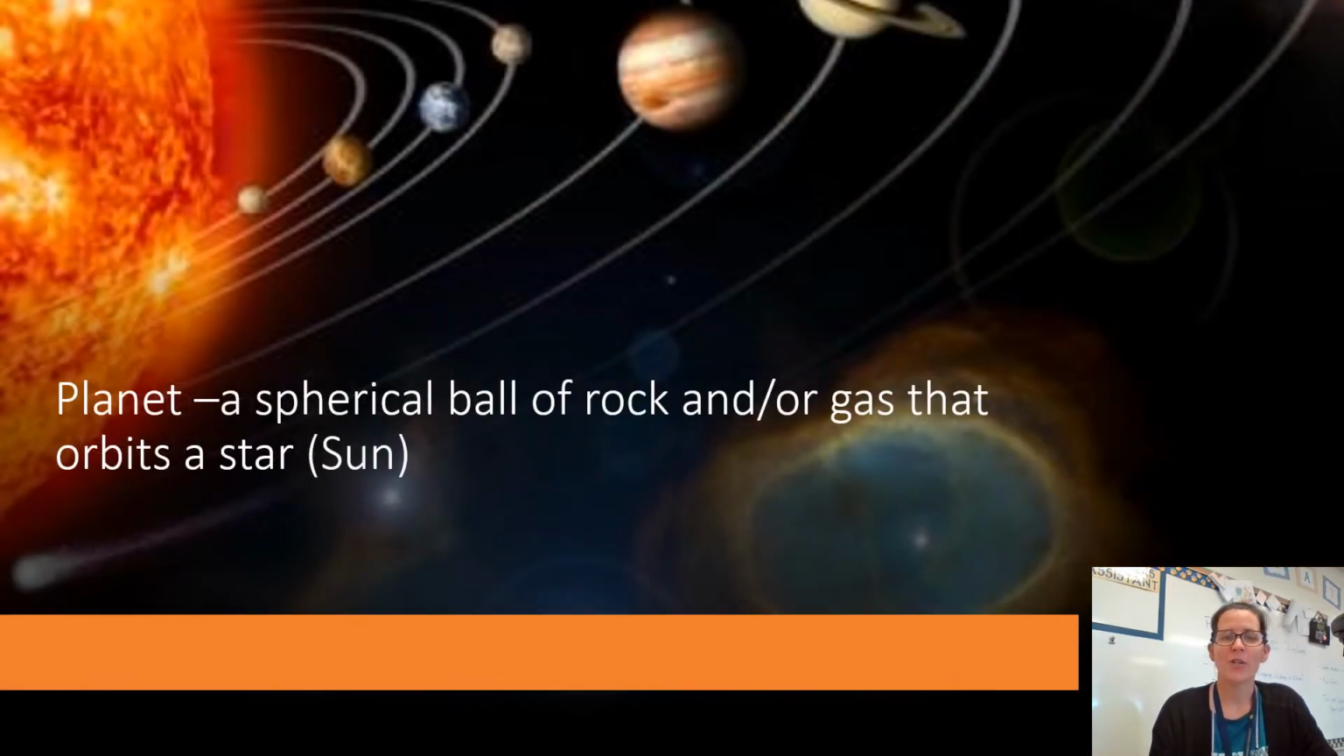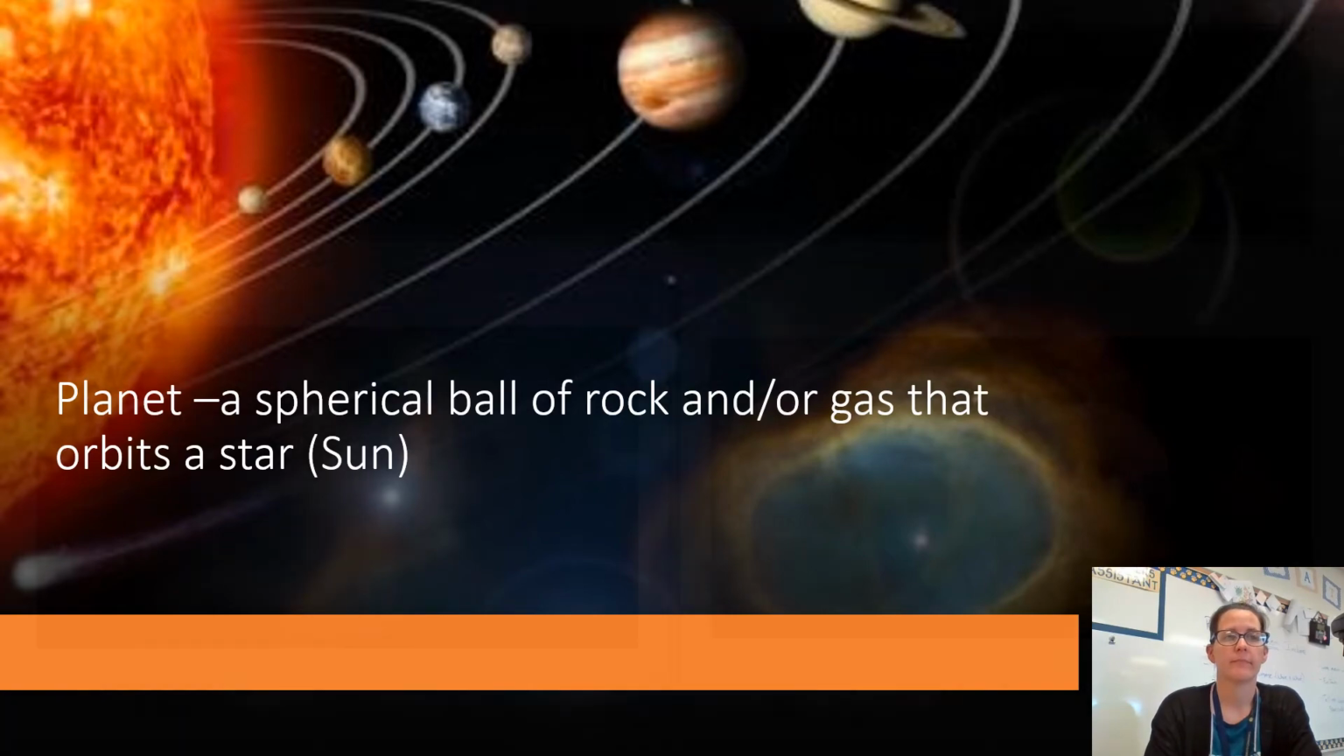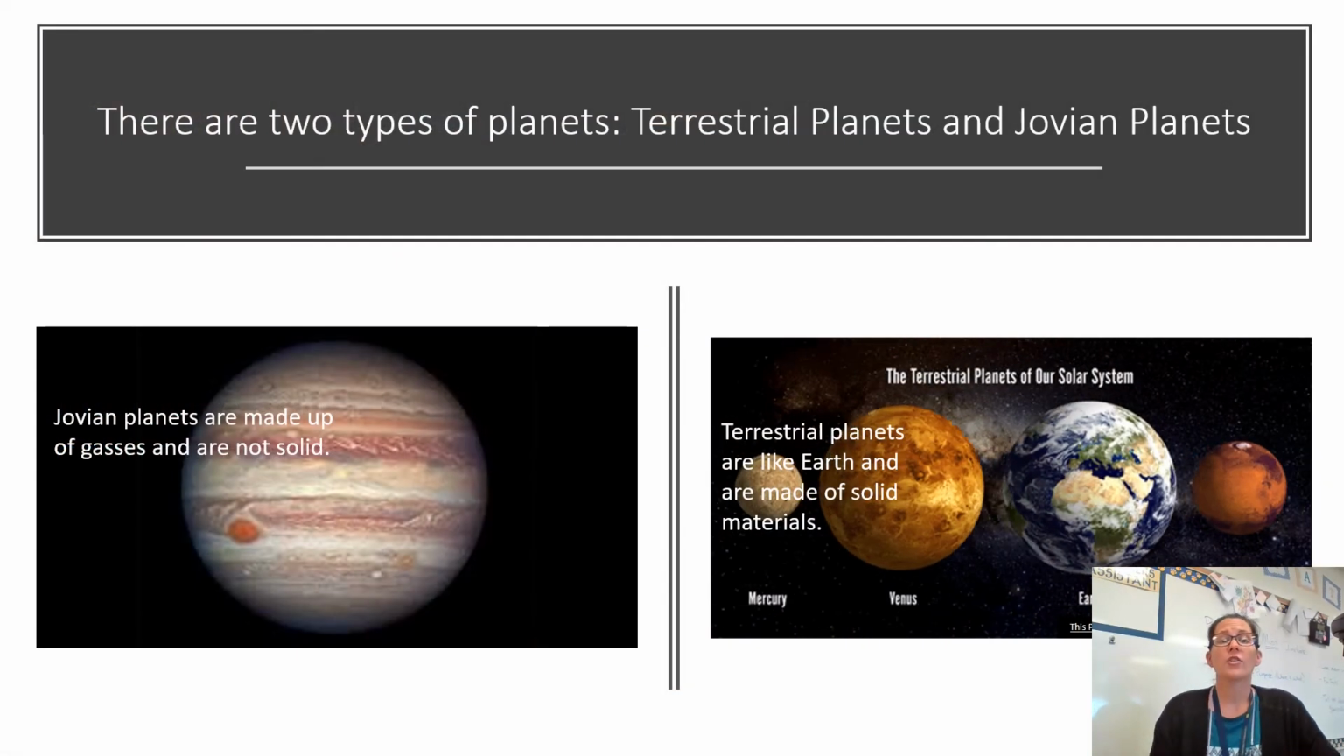The next word is a planet. I bet you guys have learned about planets before in the past. A planet is a spherical ball of rock and gas or gas that orbits a star like our sun. So there are 2 types of planets. We've got terrestrial planets and we have Jovian planets.